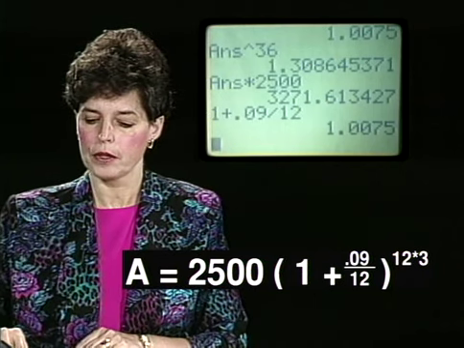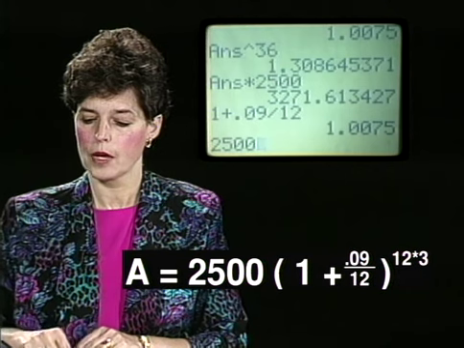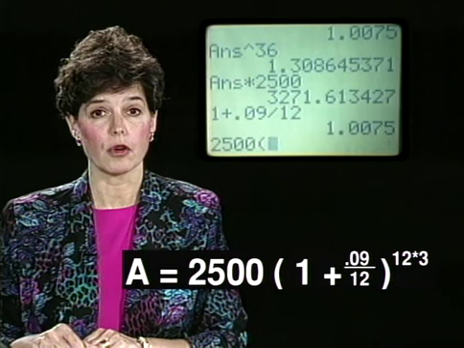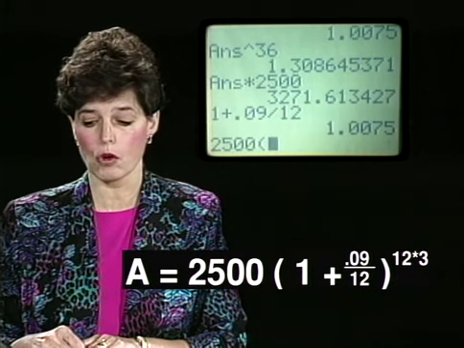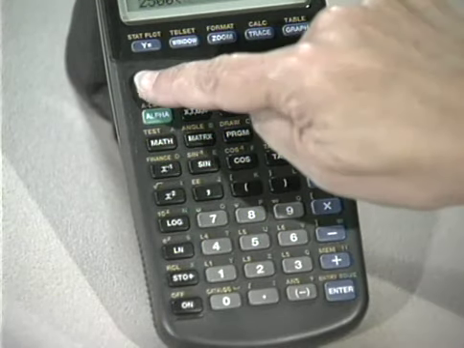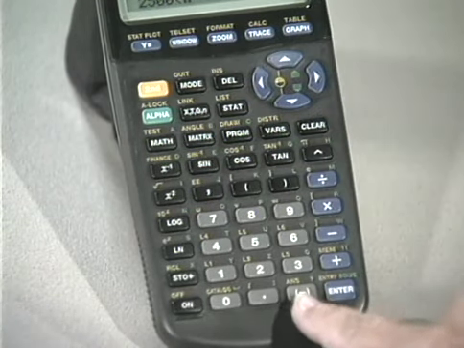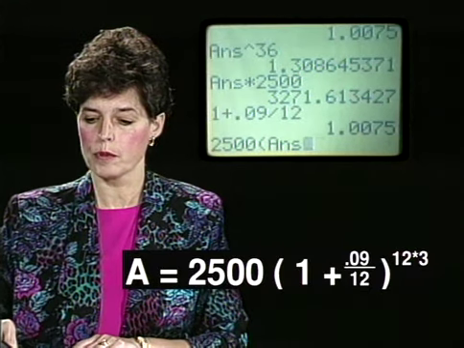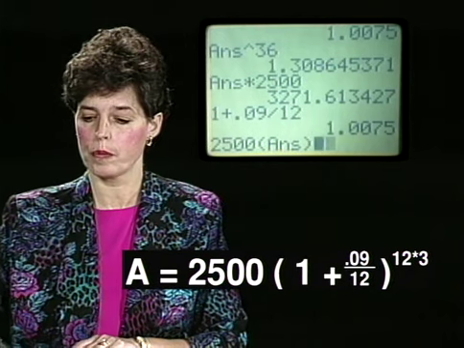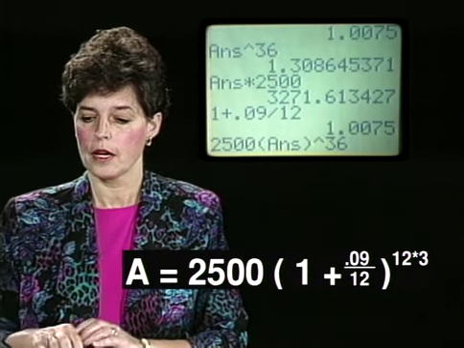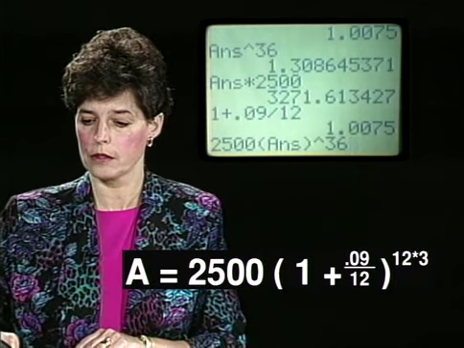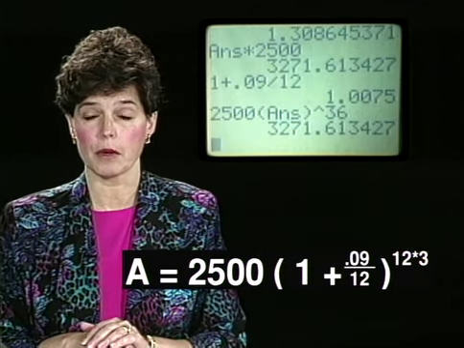So I'm going to type in 2,500. I want to multiply that times the previous answer. In order to pull the previous answer into my home screen here, I'm going to go second and then go down to the ANS, which is located down here up above the negation key, close my parentheses and say to the power of 36. Now if we have punched everything in correctly, we should get the same answer that we did before, $3,271. And I do get the same answer.